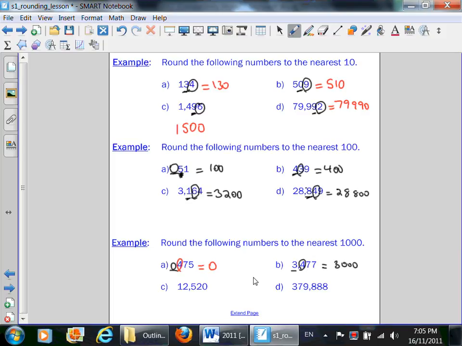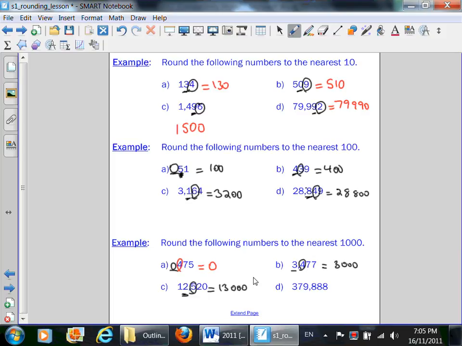2 more to go. Locating where the thousand spot is on 12,520. It's the first 2. The number to the right tells us how to round. 5 means we round up. So that's 13,000.